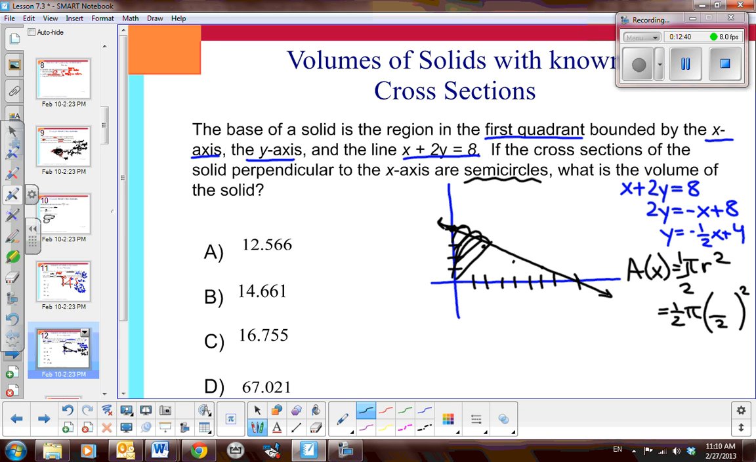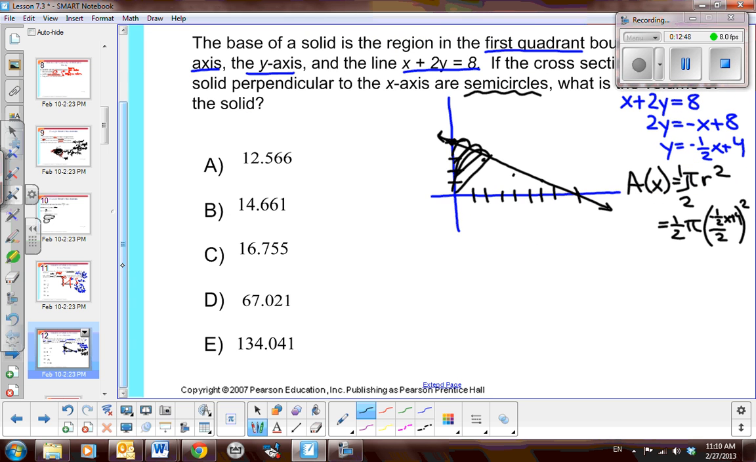Okay? Negative 1/2 x plus 4. Okay, so let's simplify this a little bit. Seems like I'm running out of room. I've squished myself into a corner. So let's give myself a little more space here to simplify.